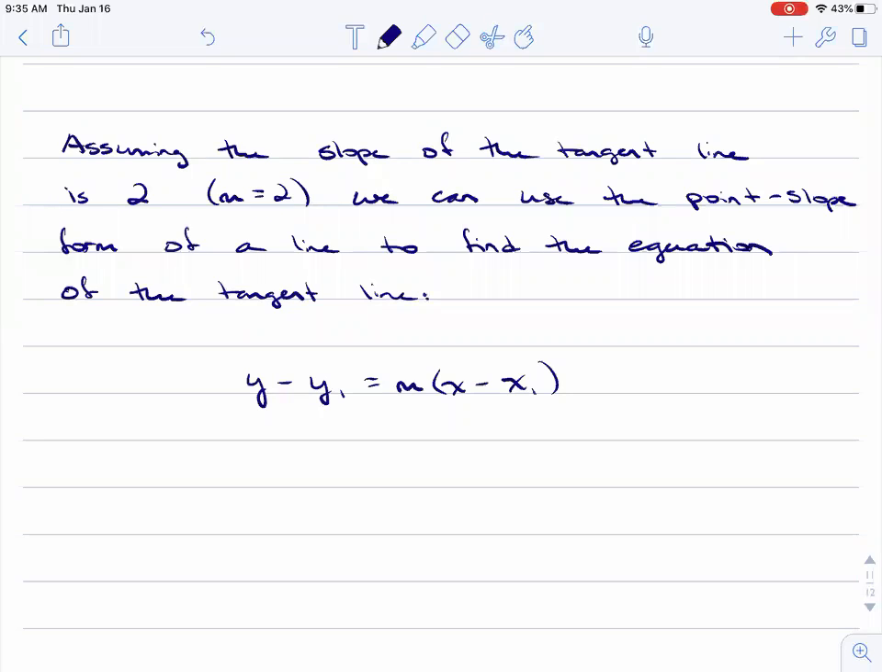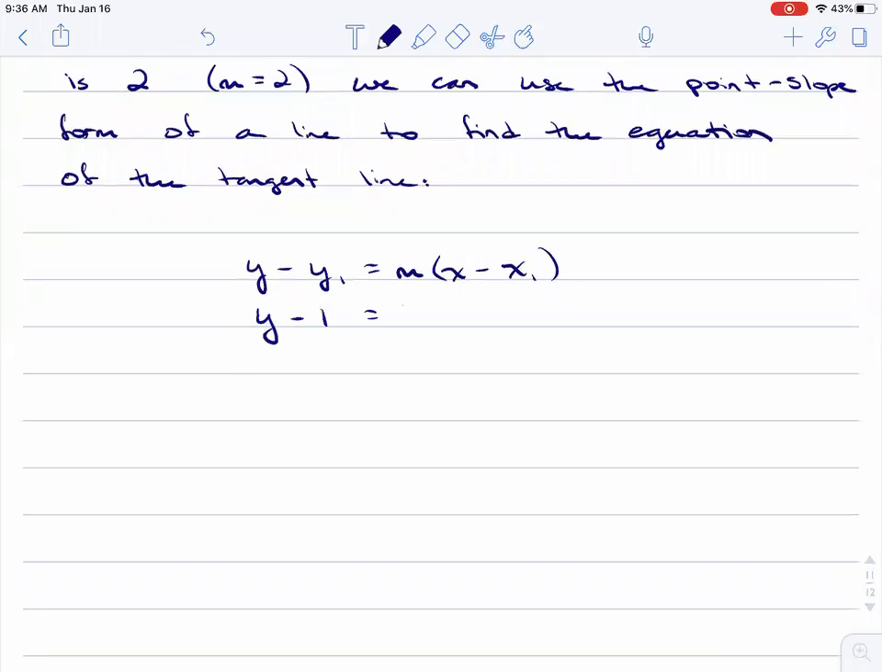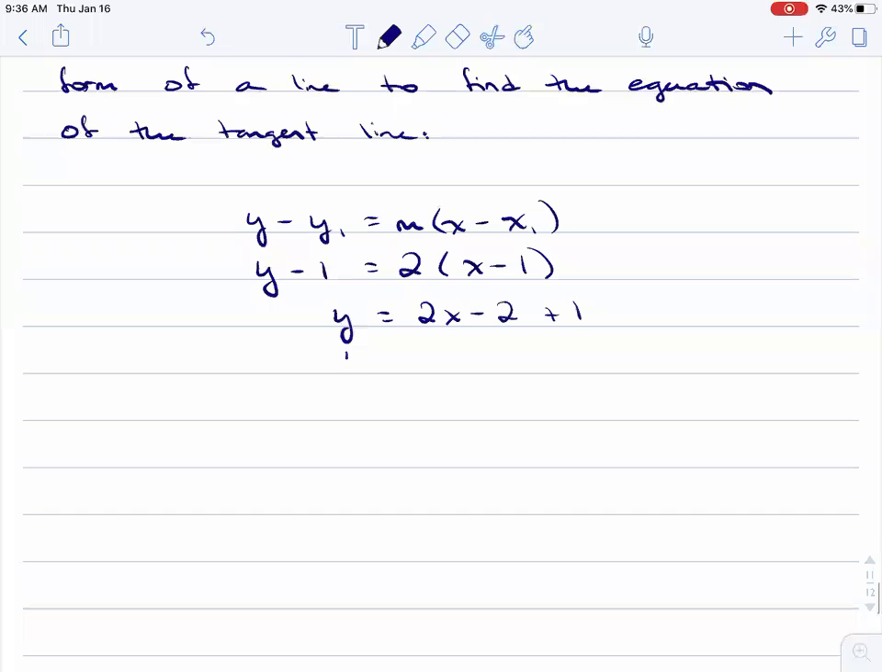So we know the point that it's passing through is 1, 1. We know the slope, we're saying we're going to assume it's 2, just straight 2. So I can plug these in, so I get y minus 1 is 2 times x minus 1. Solving for y, moving that minus 1 over, I get y is 2x minus 2 plus 1. So I get y is 2x minus 1. And that would be the equation of the tangent line. Nice.